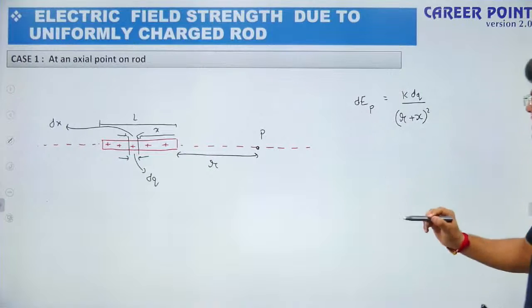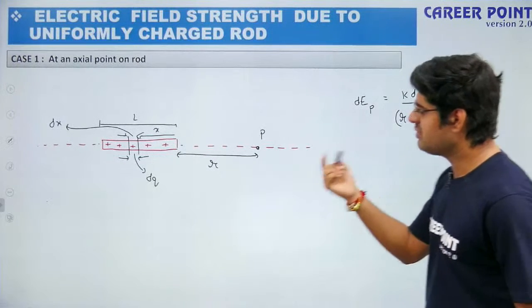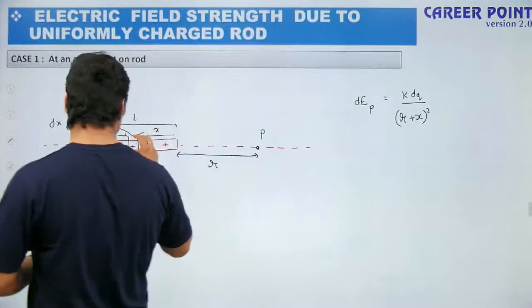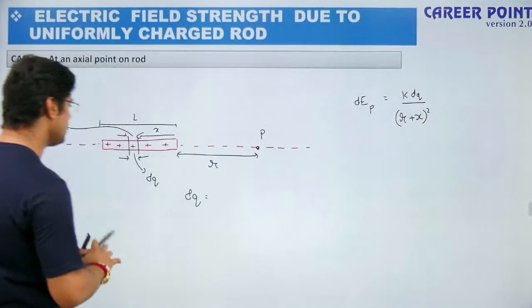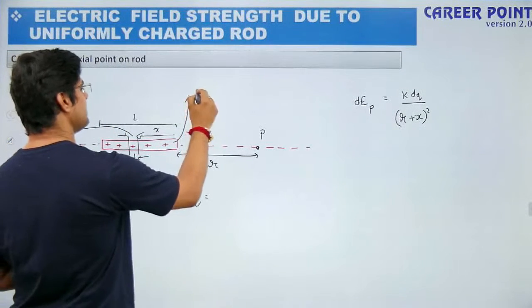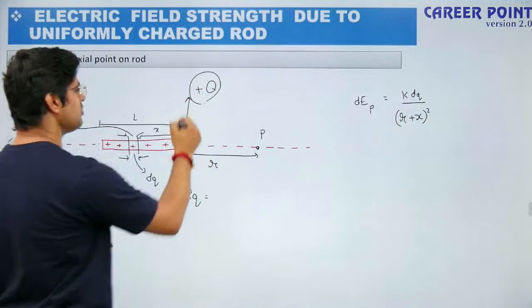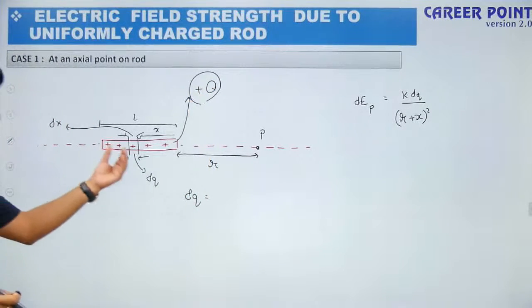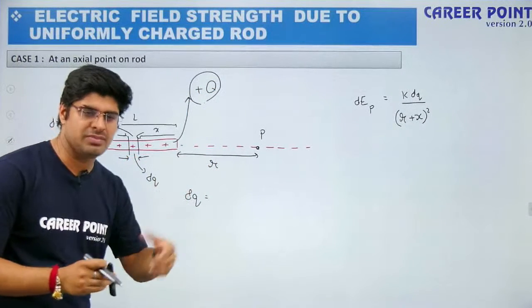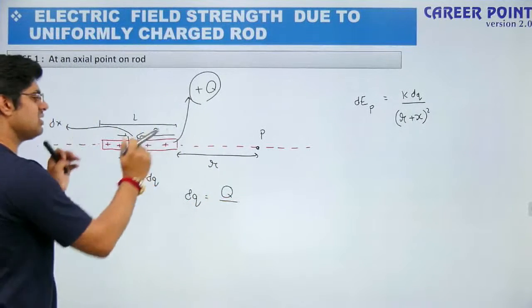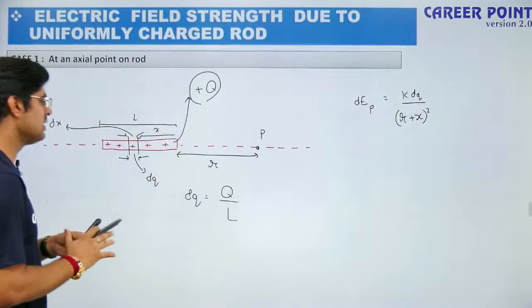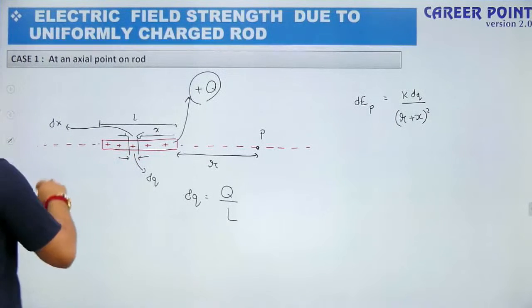Now what will be the value of charge dq of this element? What is the total charge on this rod? Let's say the total charge is plus capital Q. In that case the charge on this element will be given by total charge capital Q divided by the length of the rod, into the length of the element. What is the length of the element? dx.